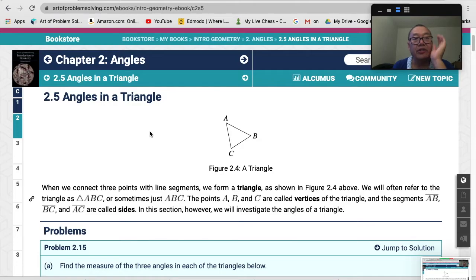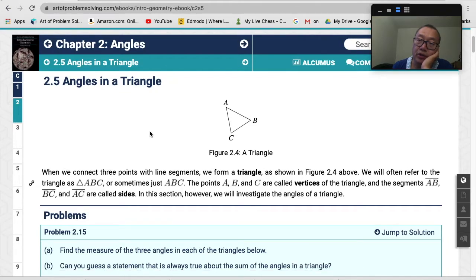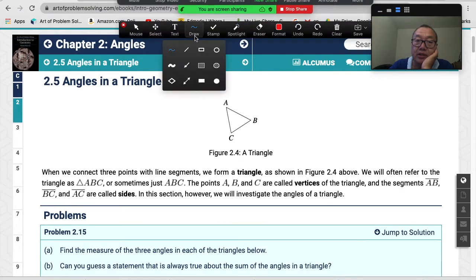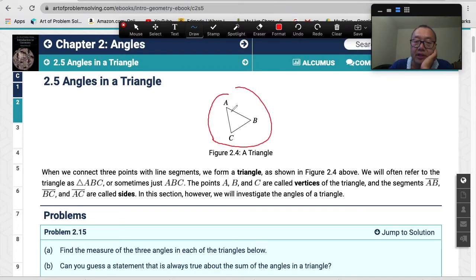The title is Angles in a Triangle. You know, in a triangle, we have three angles. You can see this triangle ABC. Then we have three angles, A, B, C.